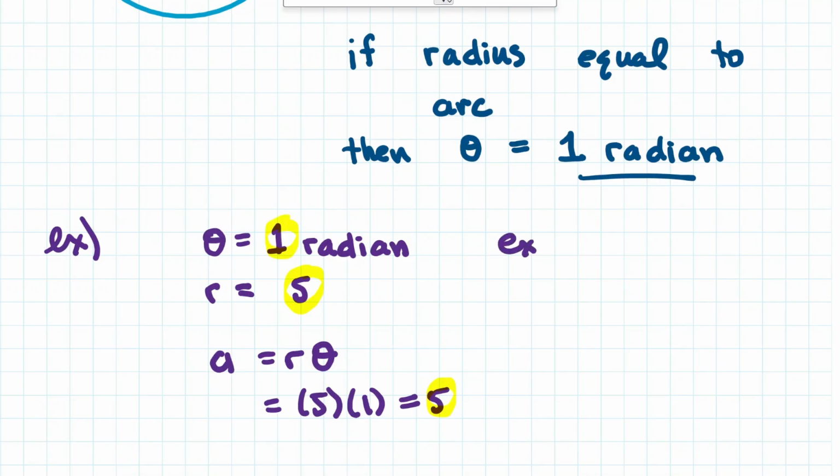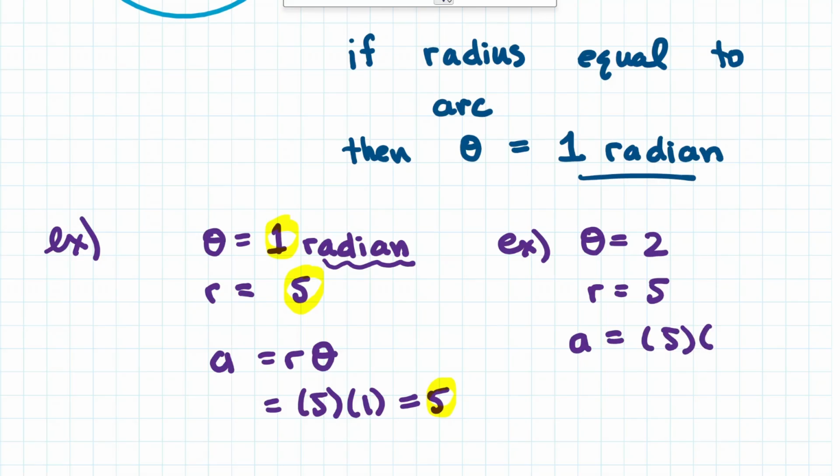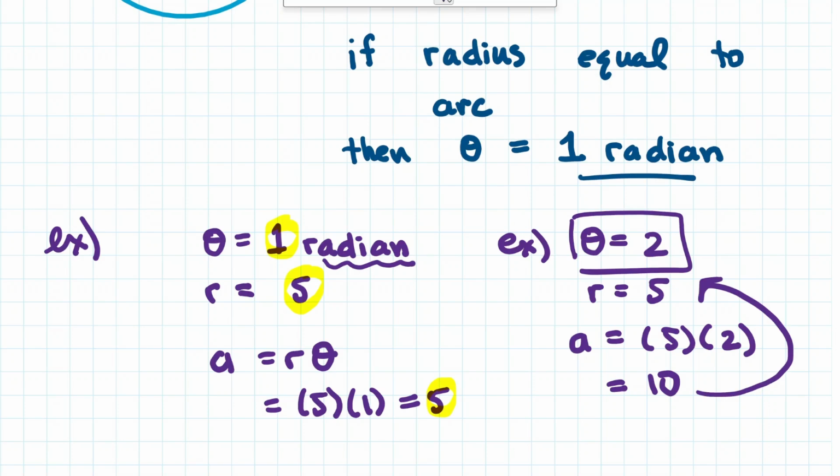What if we do another example where we say that theta equals 2 radians? Again, we don't actually have to write out radian for angle. If we just write out 2, then it's assumed that it's radian because you're not specifying degrees. And we'll say again that the radius equals 5. What is the arc length going to equal? Well, A is going to equal R times theta, so 5 times 2, which equals 10. And we can see that 10 is twice as big as 5, and our radian is 2, not 1. So we can see that direct relationship there between our theta, our radius, and our arc.